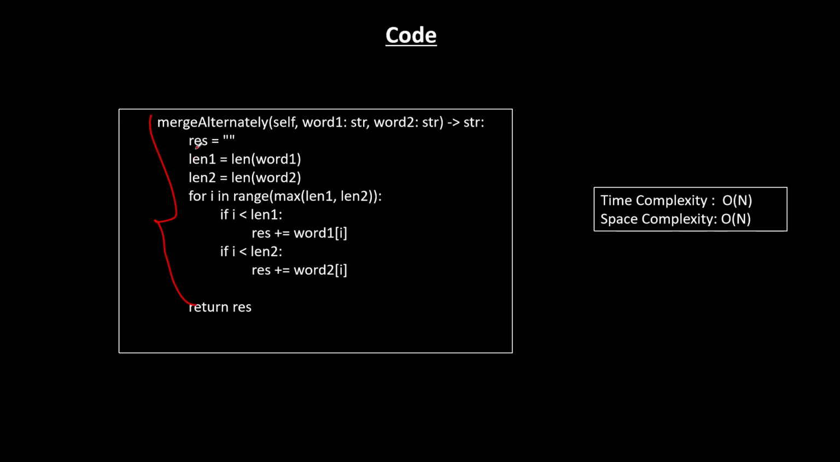We will be taking an empty string, we will be taking the lengths, and we will be taking the range of maximum of length 1 and length 2, and finally we will return the result. The time complexity for this code would be O of n, since we are running the maximum length of any one word, which is n, and space complexity will be O of n, since we are storing the string here. Now let's see the dry run of the problem.